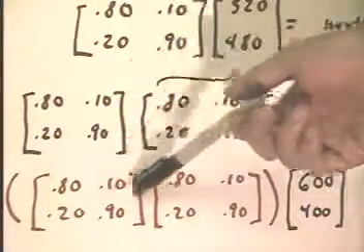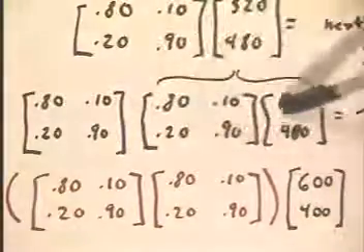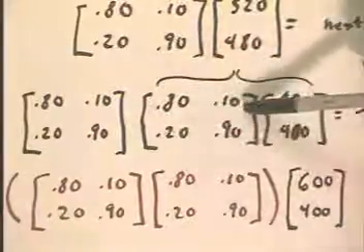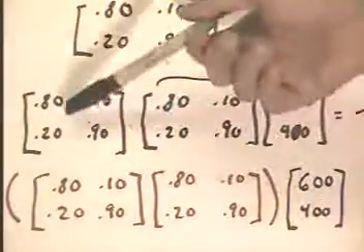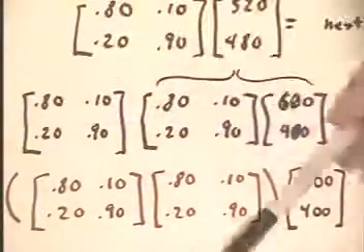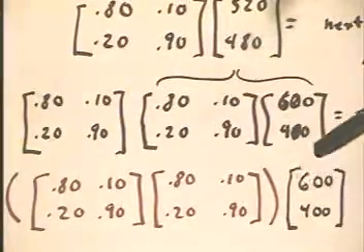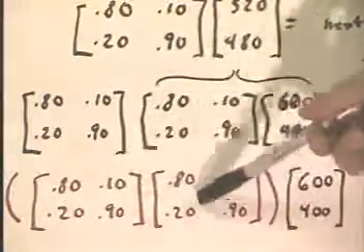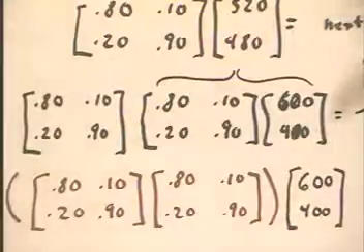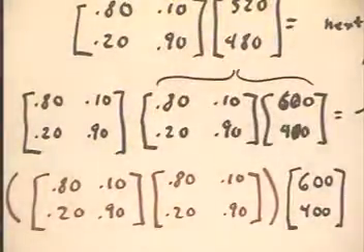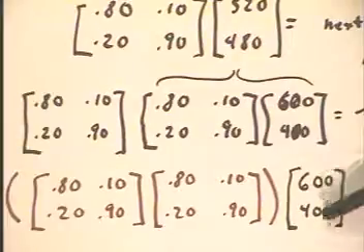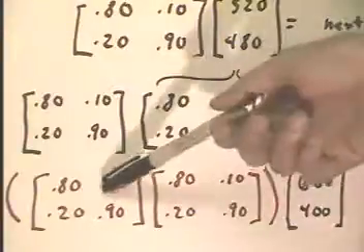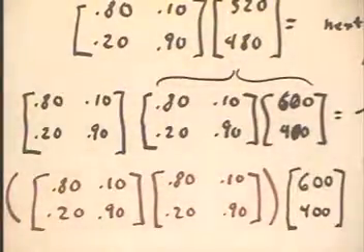Okay, then we have this product. Implicitly here, we're thinking of multiplying this transition matrix by this, and then multiplying the result, which is the 520, 480, by this. We could equally well have changed our grouping and multiplied the two transition matrices together. If we multiply the two transition matrices together and then multiply by the original population, the 600, 400, it turns out that we get the same result because matrix multiplication is associative. It obeys the associative law.